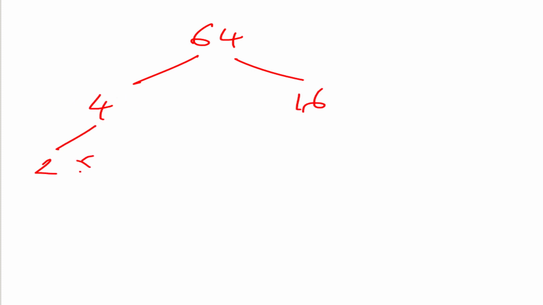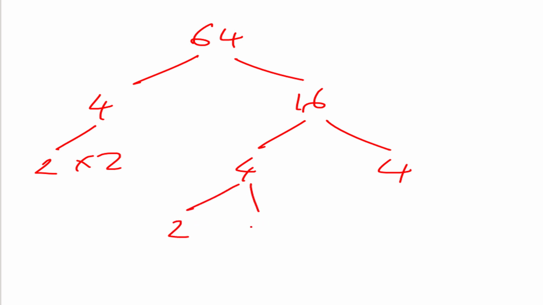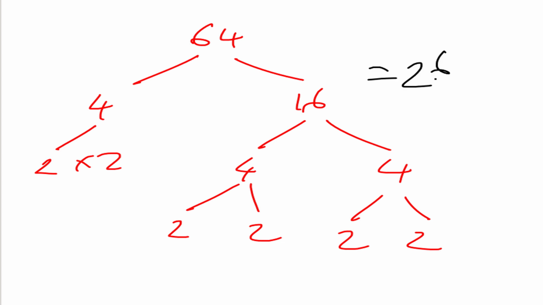Okay, so let's divide 64 slightly differently now. So we get 64 here. That's the same as 4 times 16. 4 is the same as 2 times 2, so that's the smallest we can get it down to. 16 is the same as 4 times 4, and each 4 is 2 times 2. So again, we've got 1, 2, 3, 4, 5, 6. The prime factors are 2 to the power of 6 again.